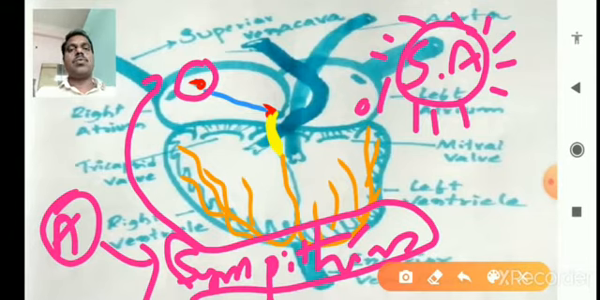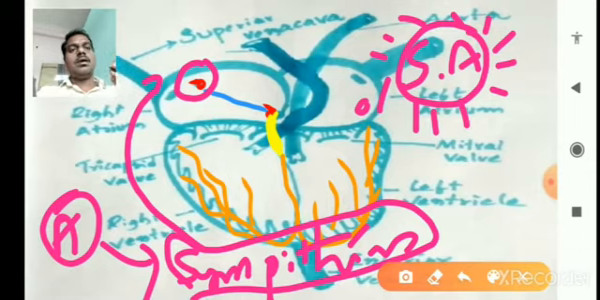The signals are produced by the SA node only. The nervous system does not function the heart structure; it only gives signals to the SA node. The SA node is a bundle of myofibers. That SA node is activated by this sympathin, and inhibited by acetylcholine, which is released from the vagus nerve. So now the SA node is activated.